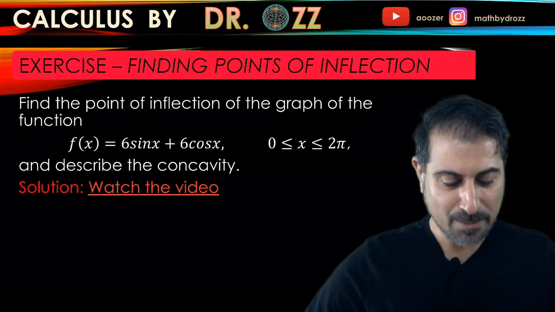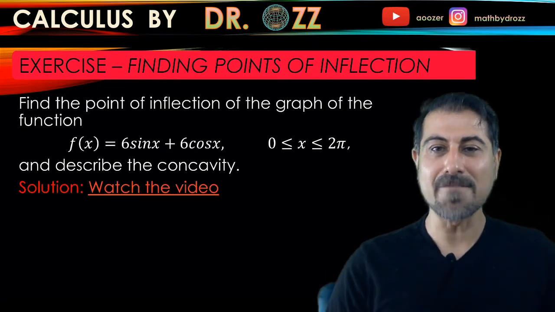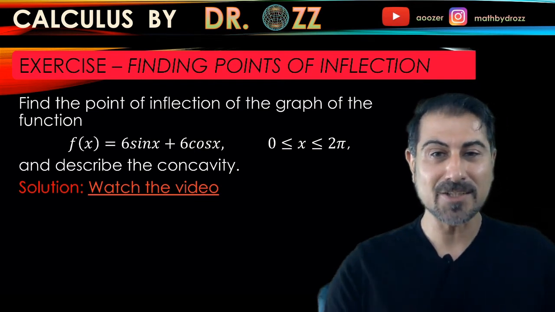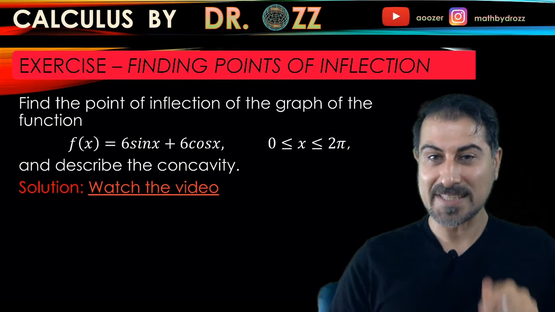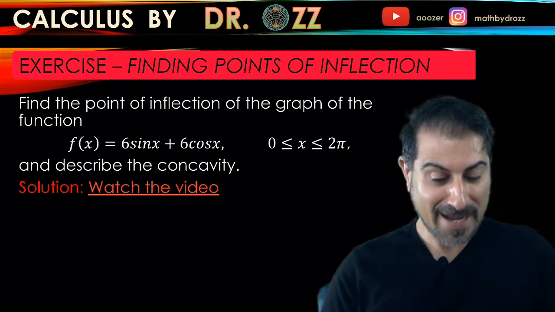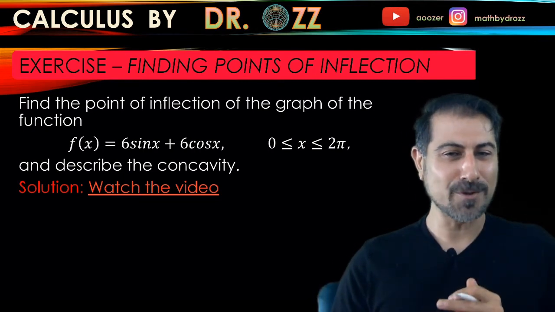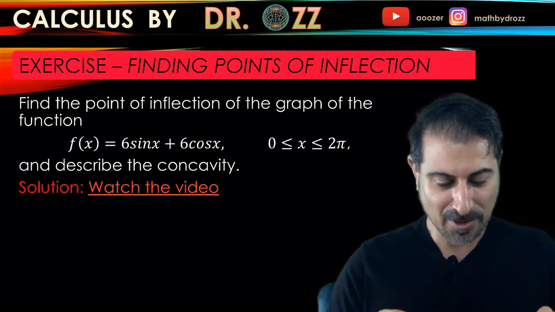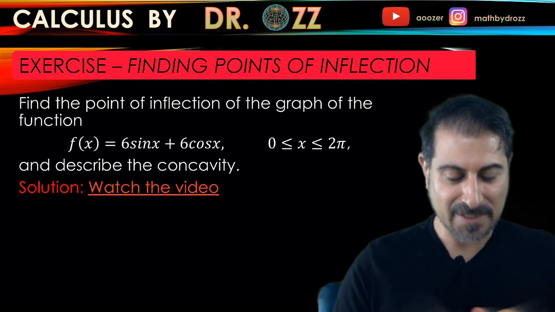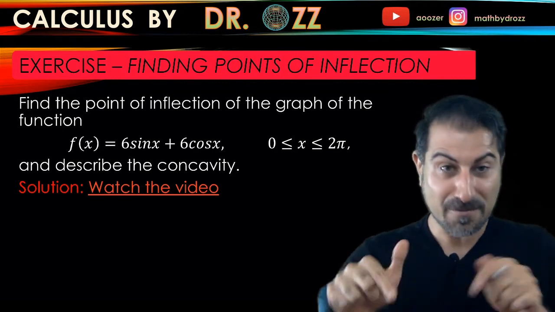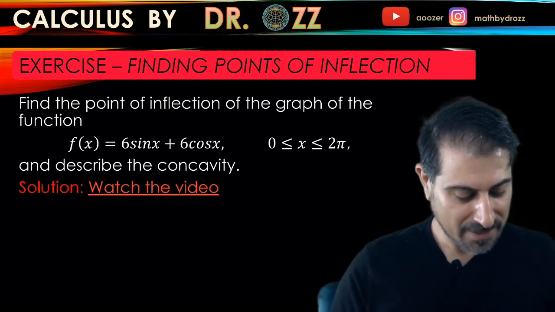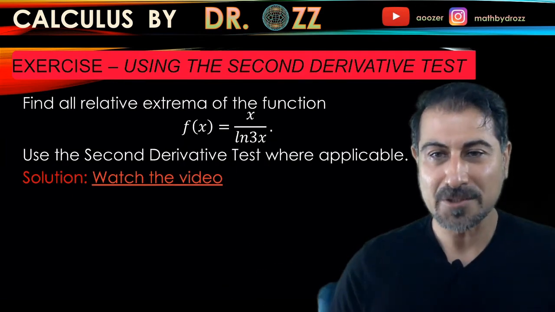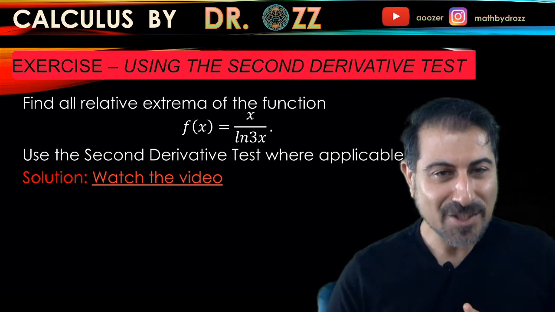And the second example in this list is another trig function. This time we're going to find a point of inflection, which is tied to the second learning objective. And at the end, we're going to describe the concavity. That means we're still using the first learning objective. So go ahead and try to start this example by using the first and the second learning objectives.